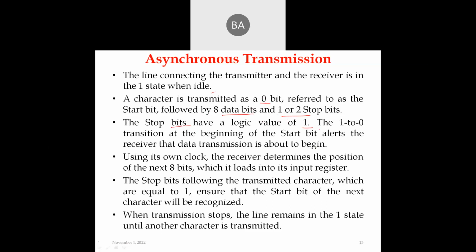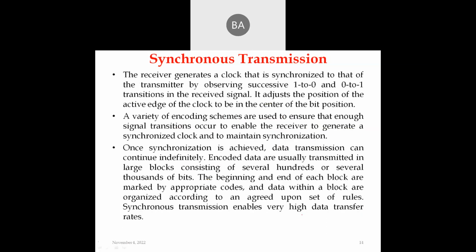The 1 to 0 transition at the beginning of the start bit alerts the receiver that the data transmission is about to begin, and using its own clock, the receiver determines the position of the next 8 bits, which it loads into the input register. The stop bits following the transmitted character, which are equal to 1, ensure that the start bit of the next character will be recognized. When transmission stops, the line remains in the one state until another character is transmitted. So like that, we make use of start and stop bits.